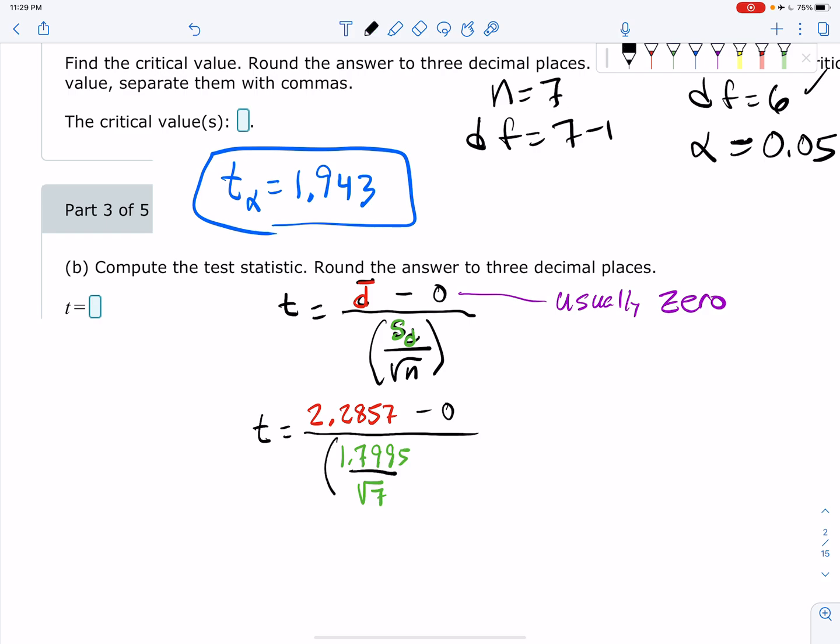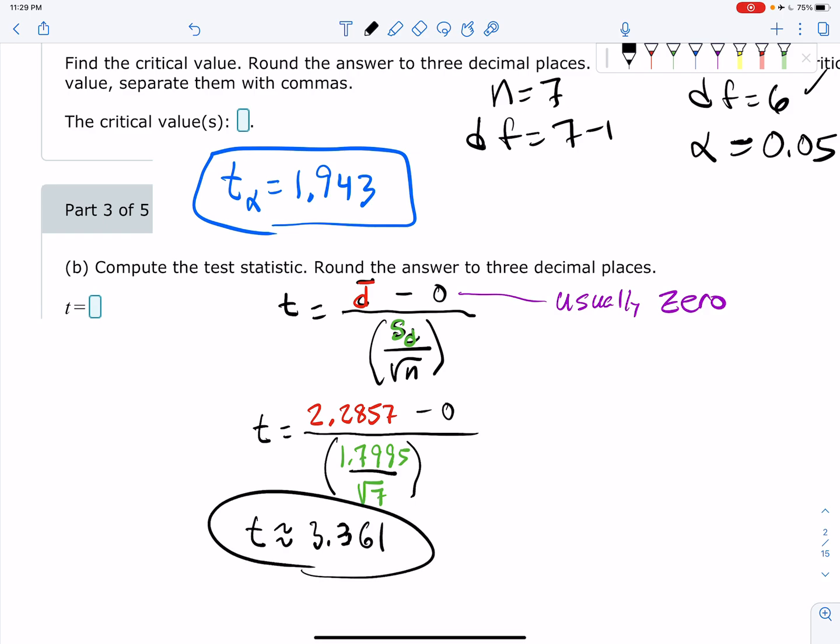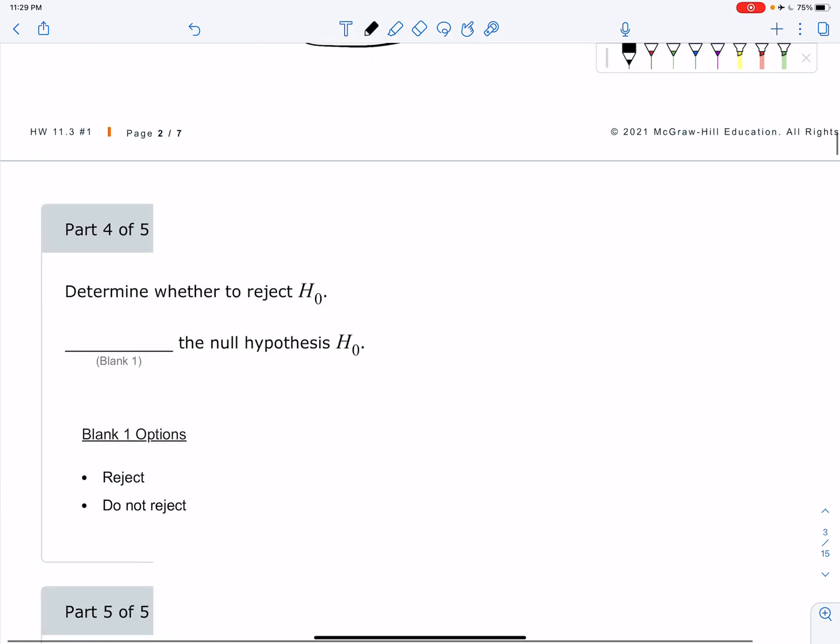Just make sure that if your calculator is not clear on how you're putting this in, put parentheses in to make sure that that quotient is in the denominator. Once again, I've got all these pieces in here correct. Yes. I hit enter and I get approximately 3.361. So there's my test statistic. So now the next question is, what do we do? Do we reject or do we not reject? And so I think what we need to do is go back.